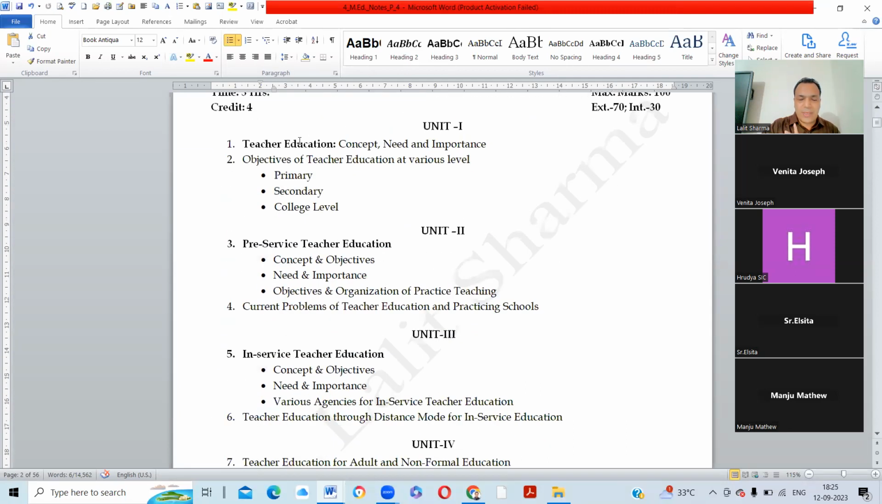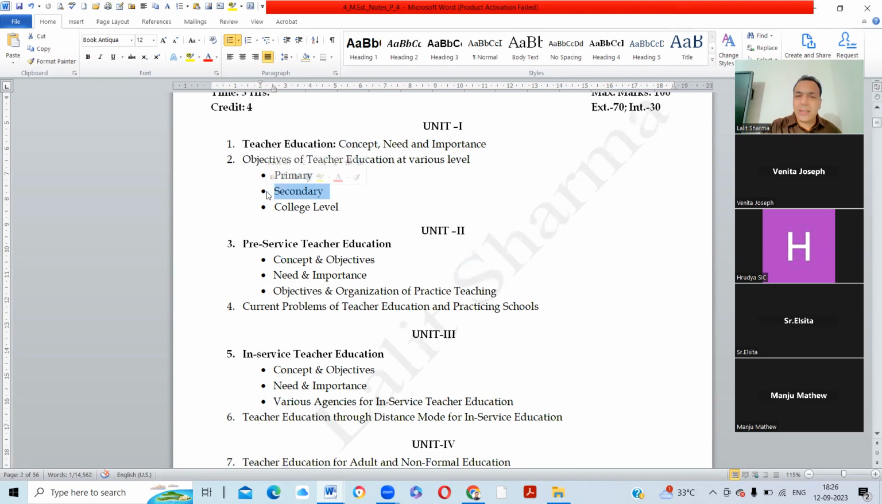So now you see the syllabus. The teacher education concept is clear to you, right? Now, what is second? What are the objectives of teacher education at various levels? Now if the concept of teacher education is clear to you, you will know what the objectives are at the primary level, right? What is the primary level? From class 1 to 5th class or 8th class. What is the secondary level?